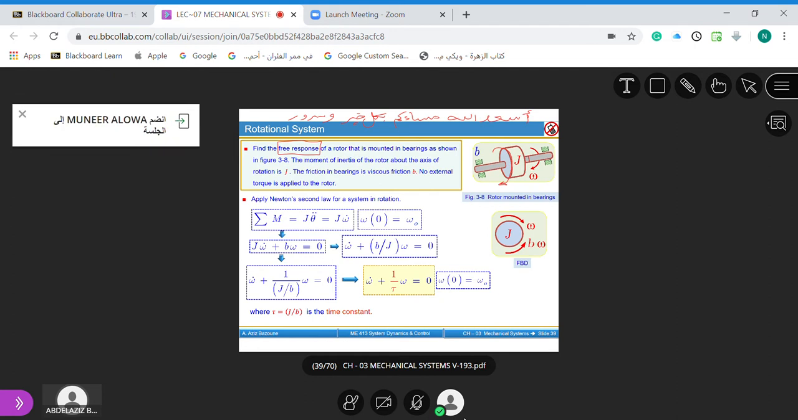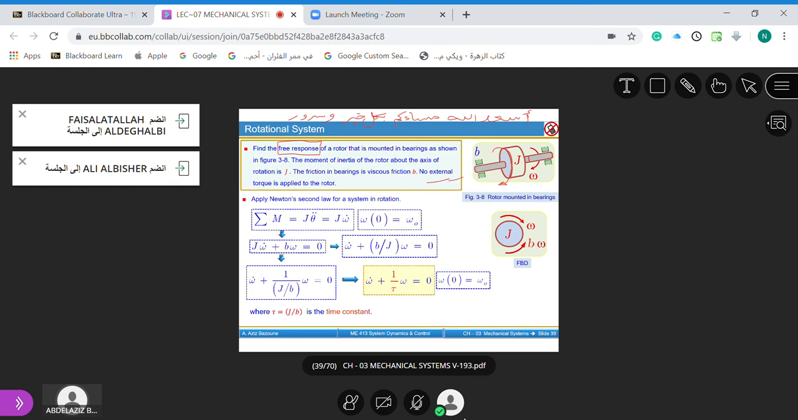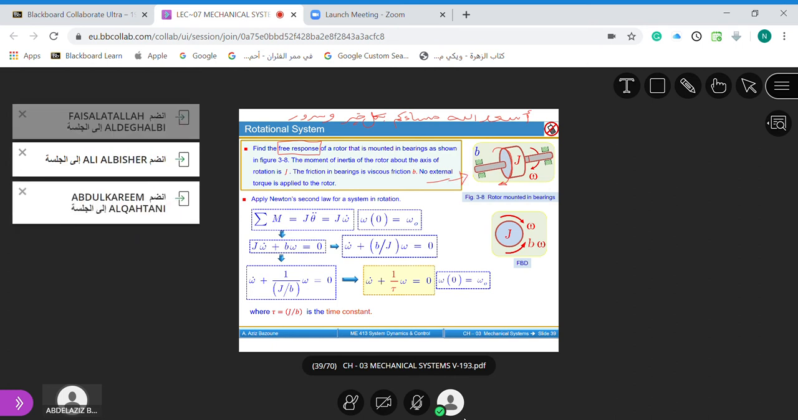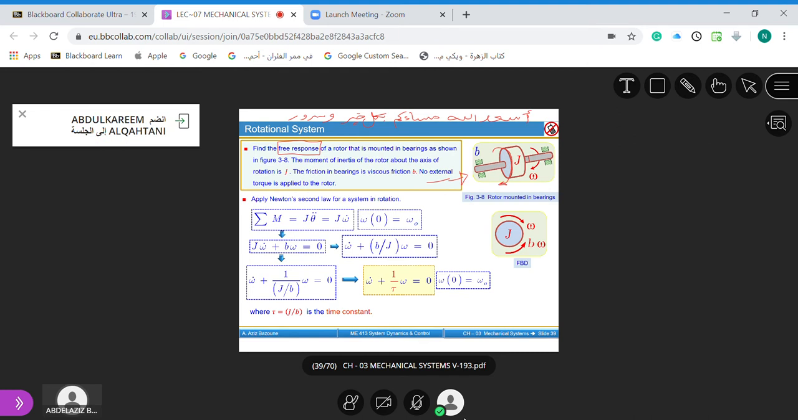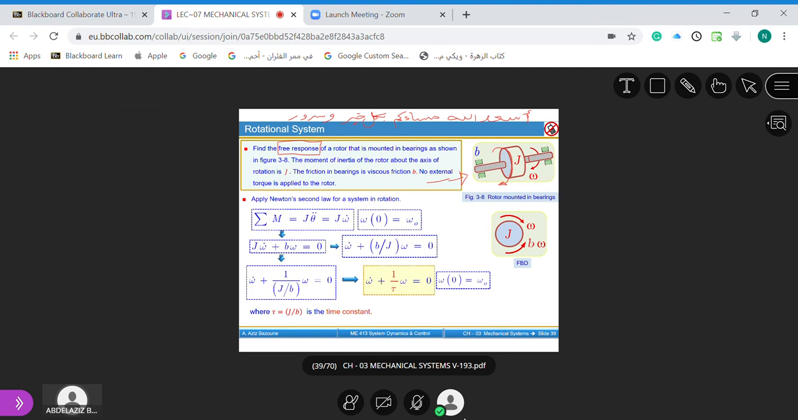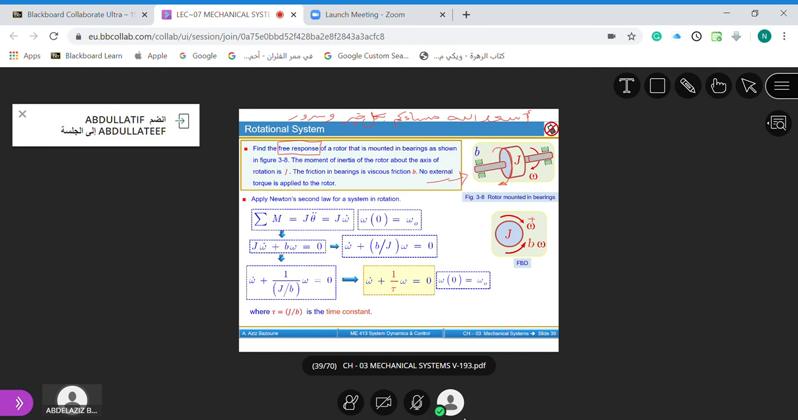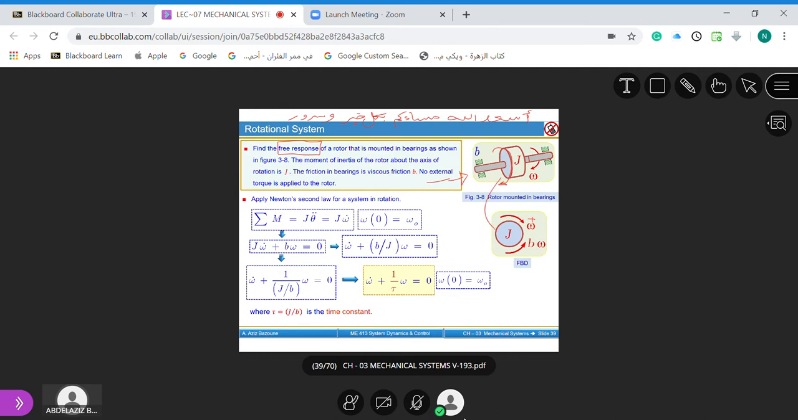So if we draw the free body diagram and look from this side, you will see the rotor here. The motion is in this direction. This is the positive direction, or positive omega. And then the friction force, which is B omega, since it goes with the velocity, can be written as B theta dot.